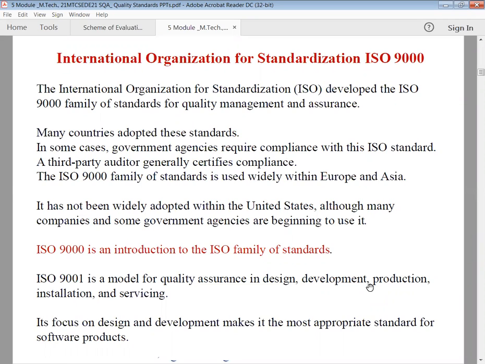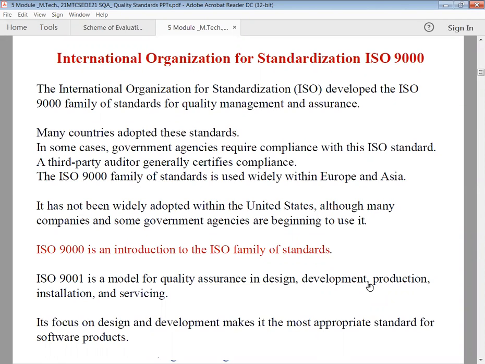ISO 9001 is a model for quality assurance in design, development, production, installation, and servicing. So mostly automobile design and development, product development organizations like Ashok Leyland, TVS, production and manufacturing sectors, installation and servicing sectors like L&T are mostly going for ISO. They follow the ISO processes in their organization so that they will be well known. They are generating their own brand.